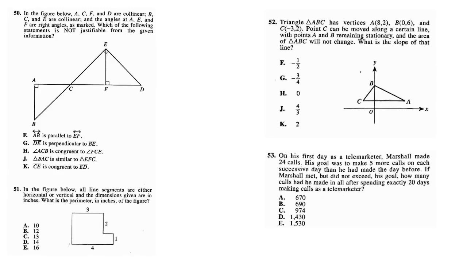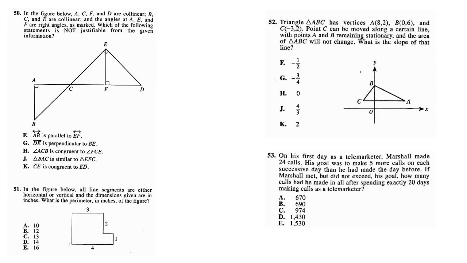Okay, in problem 50 in the figure below, A, C, F, and D are all collinear, which means they're all going to be on the same line. And B, C, and E are collinear. And the angles A, E, and F are all right angles as marked. Which of the following statements is not justifiable from the given information? So I would just go through all of our answer choices and see.